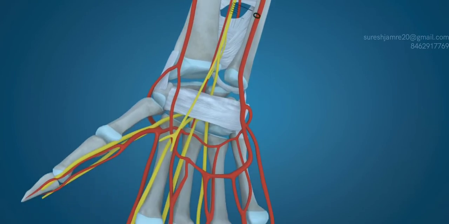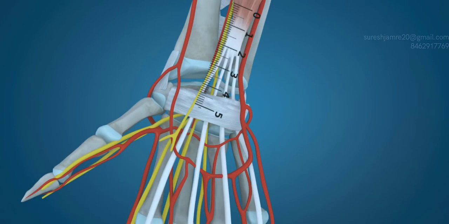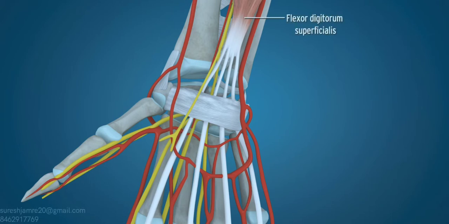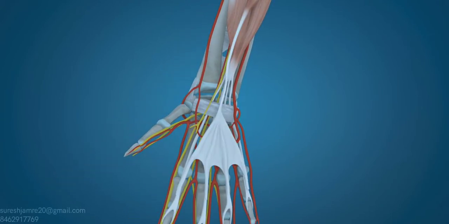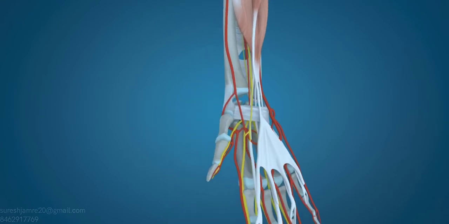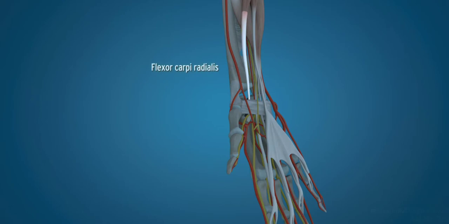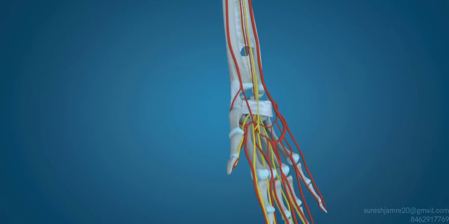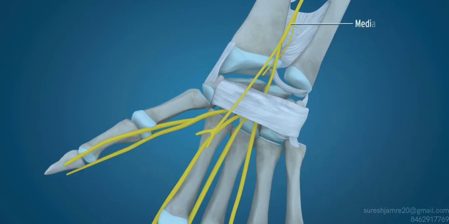At about 5 cm above the wrist, the nerve emerges from the lateral aspect of flexor digitorum superficialis. Here, it is overlapped by tendon of palmaris longus and laterally related to the tendon of flexor carpi radialis. The median nerve enters the palm by passing through the carpal tunnel deep to the flexor retinaculum.